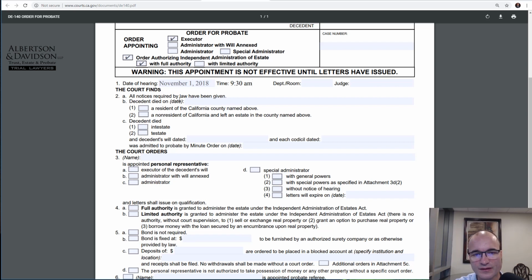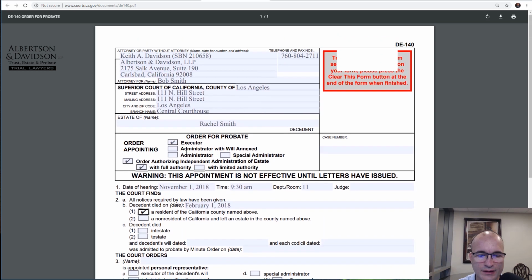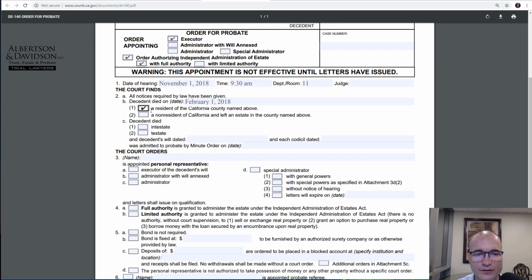So on this date, at this time, in this department, and whatever the judge is in that department, they made the following order. So the court finds, number one, that all notices required by law have been given. Well, that's important. You have to give notice. Decedent died on, so whatever date decedent died on, you'll put that here. And a resident of the California county named above, because we're in Los Angeles County in this example, so that's where you need to say that they were a resident.